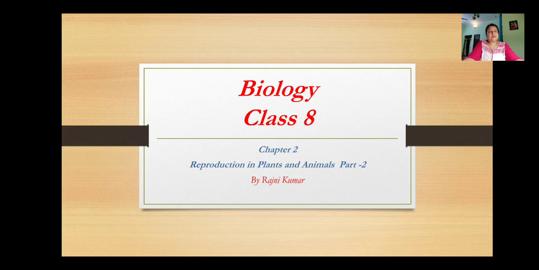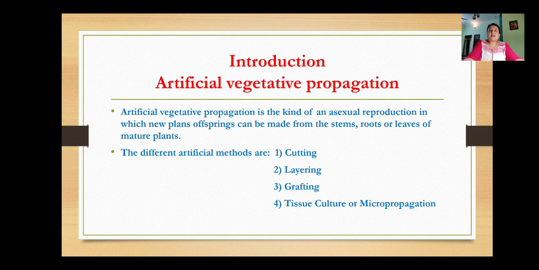In the previous video we had started chapter 2, that is reproduction in plants and animals, and here we are going to learn more about the reproduction in plants and animals. Today we'll discuss these topics. We'll start with artificial vegetative propagation.